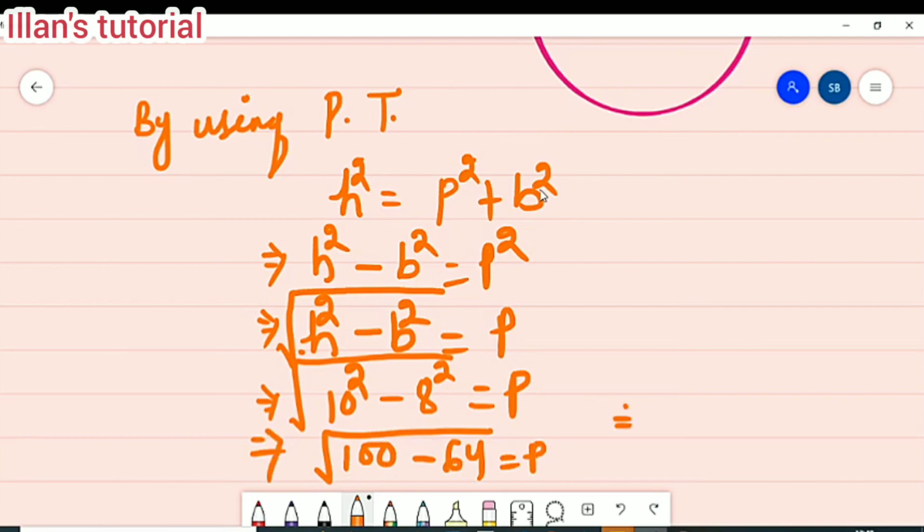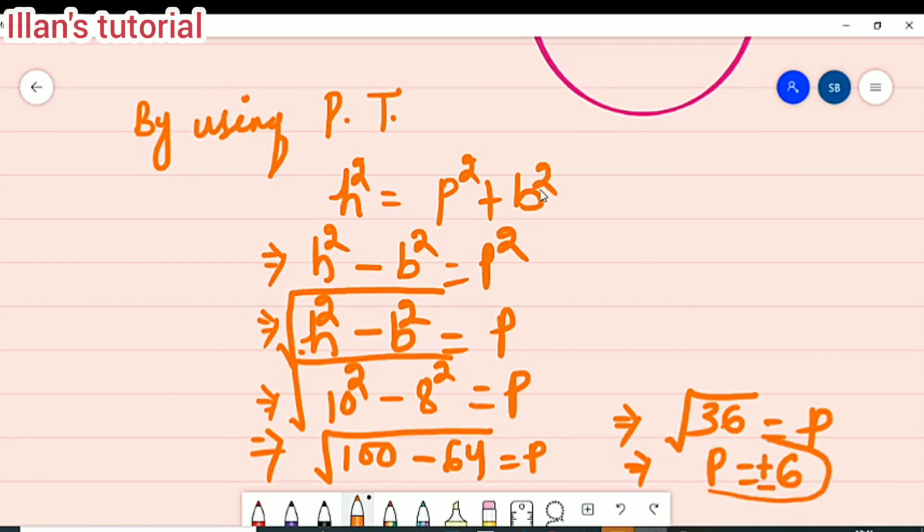So the result will be 36, and the square root is 6. This will be p. Now p equals 6. Here this will be plus or minus 6, but here we need the positive value. That's why I'll take 6 centimeter only.